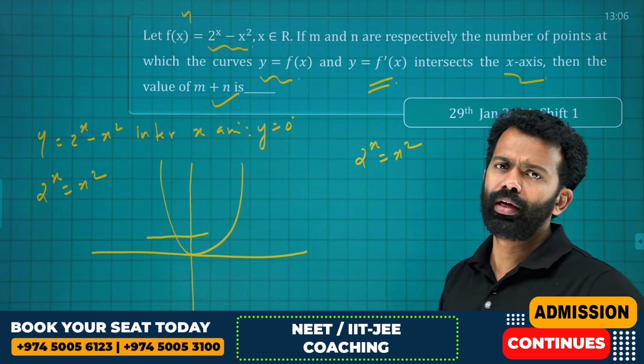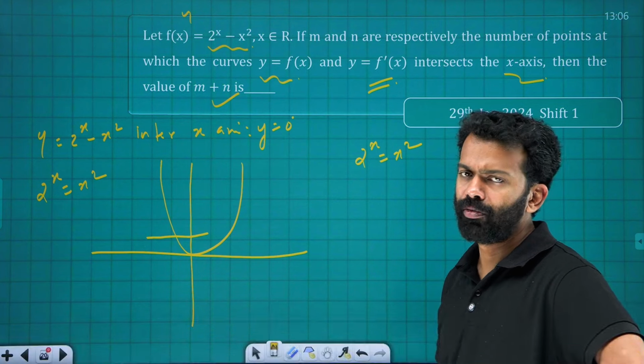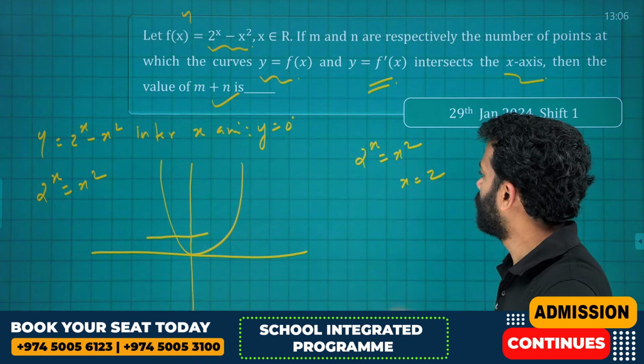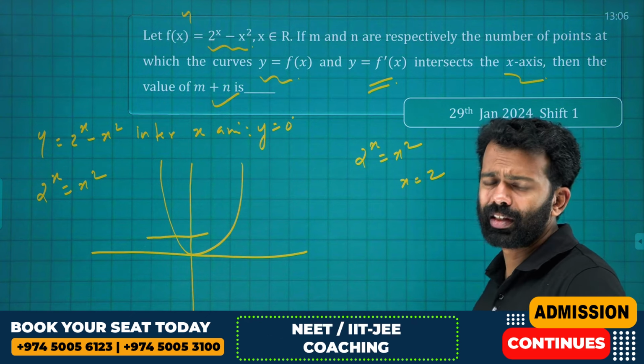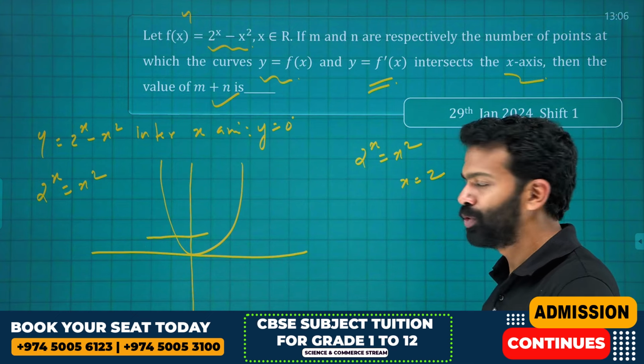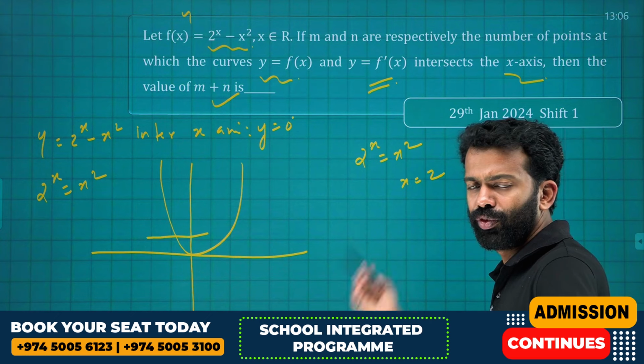Could you tell me any one value or two values for which this will be the same? What if x is equal to 2? That is 2 square is equal to 2 square, that is 4. Is there any other value for x? Two methods we can use here: either differentiation or the basic conventional trial and error method. I am going for the trial and error method.